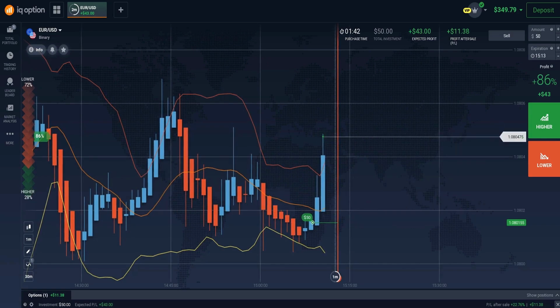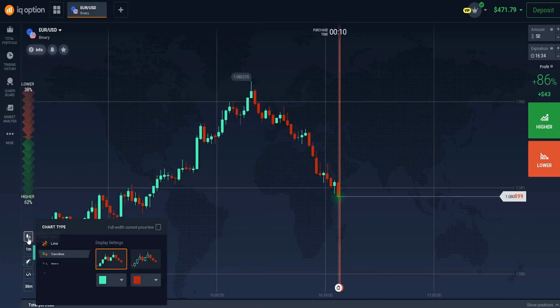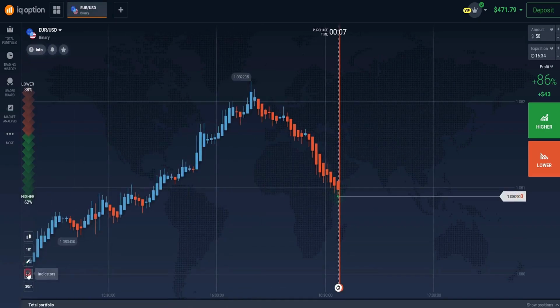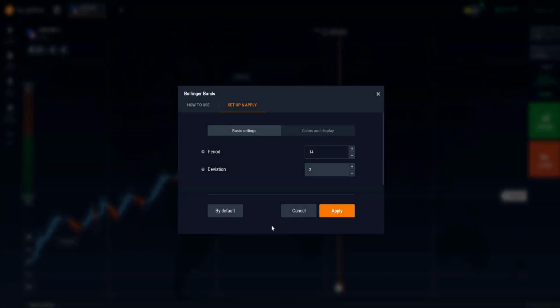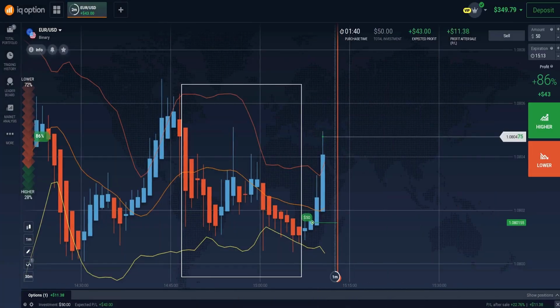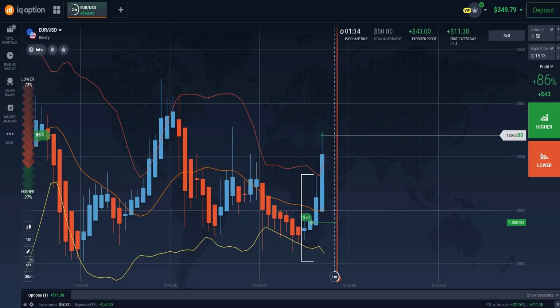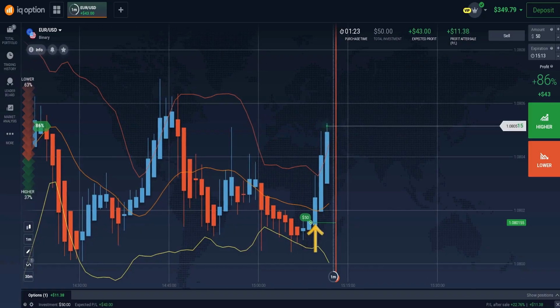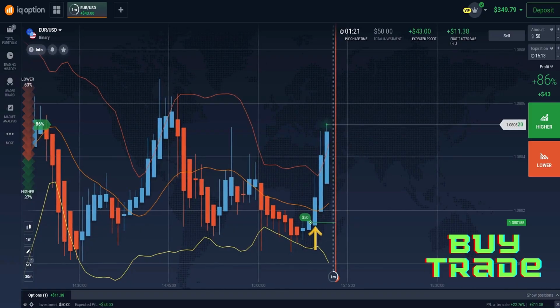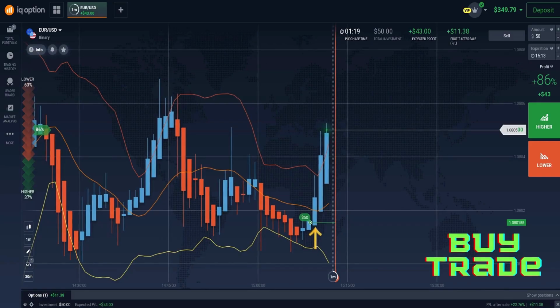Now let's get into the setup. First, apply Heikin Ashi candlesticks and add Bollinger Bands with default settings to your chart. Buy trade setup: when you see red Heikin Ashi candles forming strongly and touching the lower Bollinger Band, wait for 2 blue candles as confirmation. Once the third blue Heikin Ashi candle appears, place a buy trade immediately.